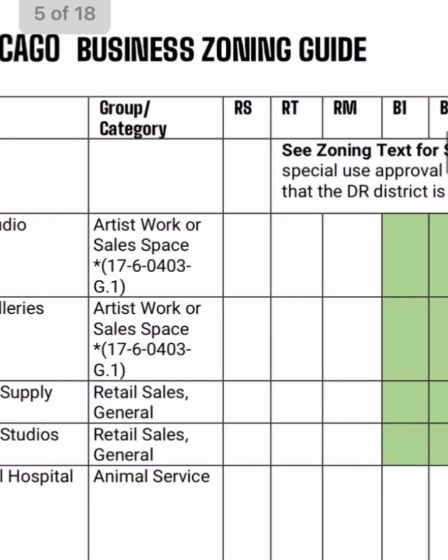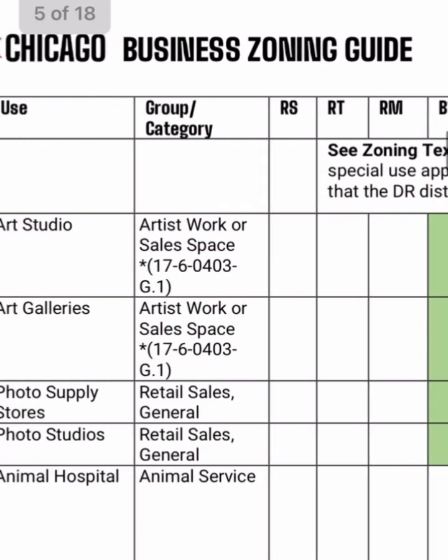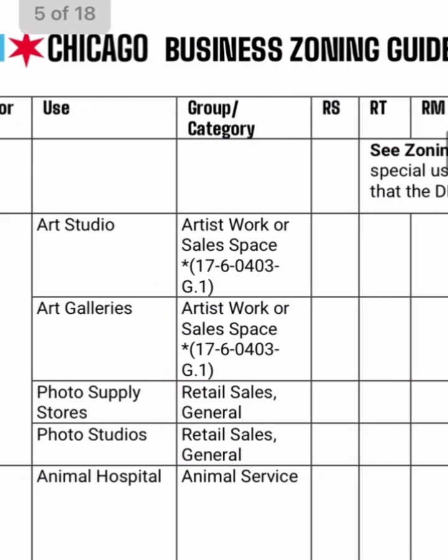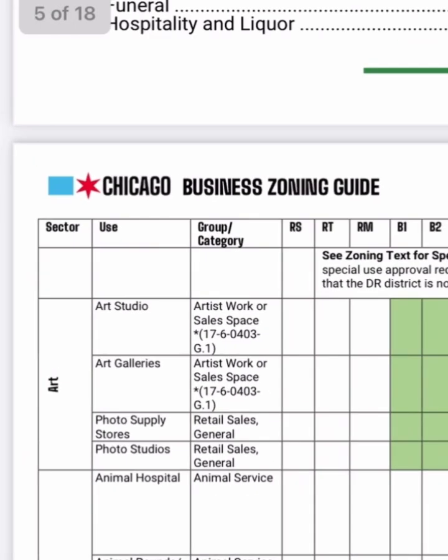And so I ask, why? Why can't you have art studios near homes or near manufacturing? It doesn't make any sense. That includes art galleries, photo stores, and photo studios. Those really should be everywhere.